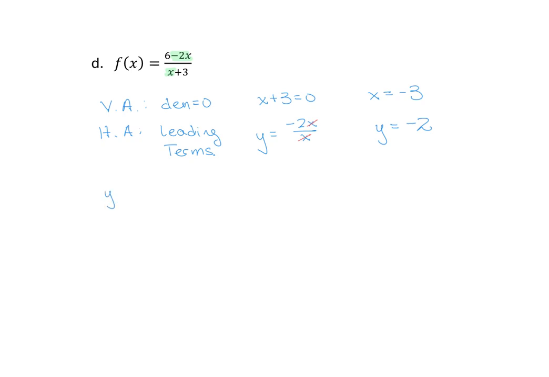All right, we have our y-intercept. We're going to set x equal to 0. If we plug this in, we get 6 minus 2 times 0 over 0 plus 3. Anything that has a 0 in it is going to cancel. If we simplify this, we get 2. And so for our y-intercept, when x is 0, y is 2.